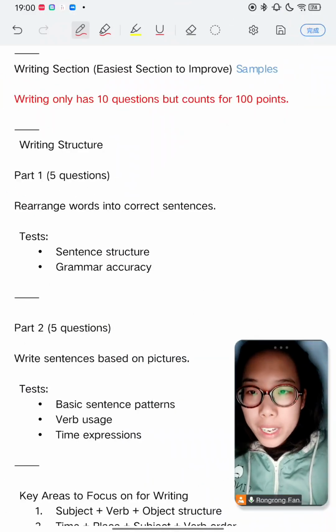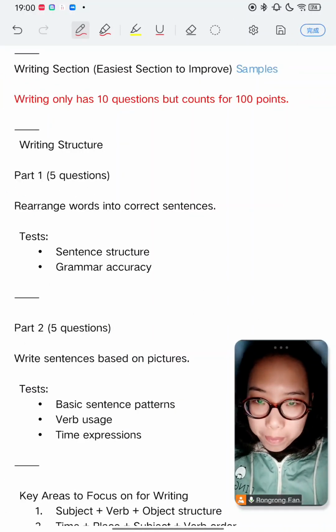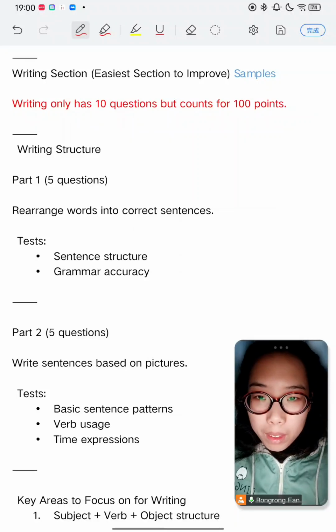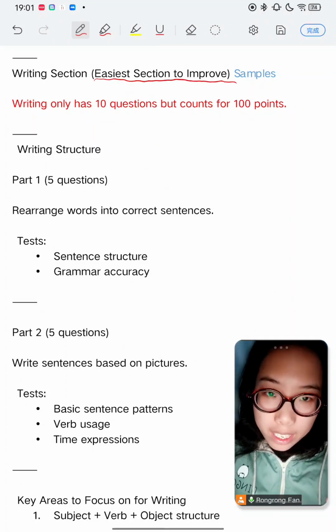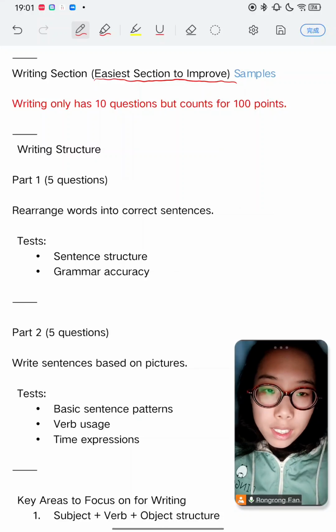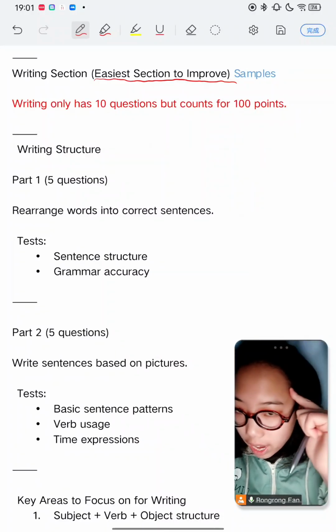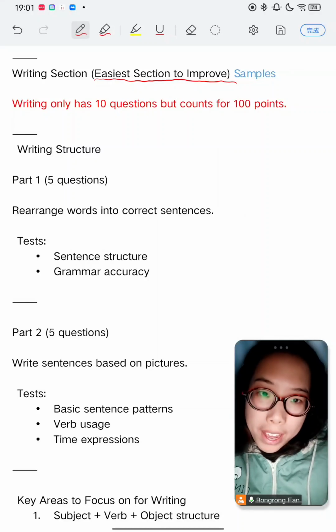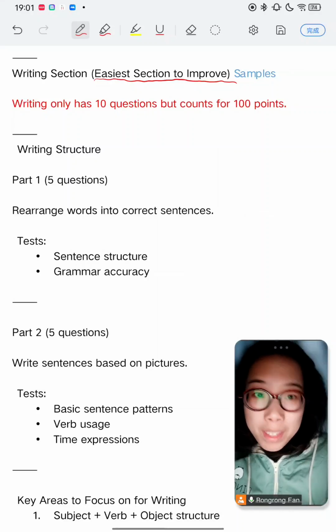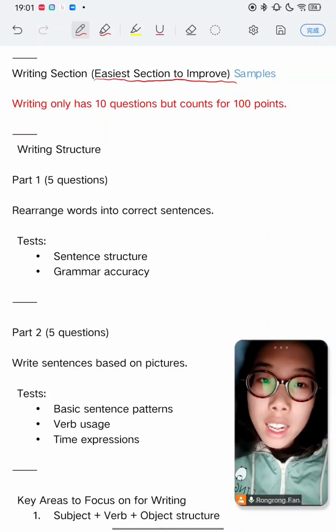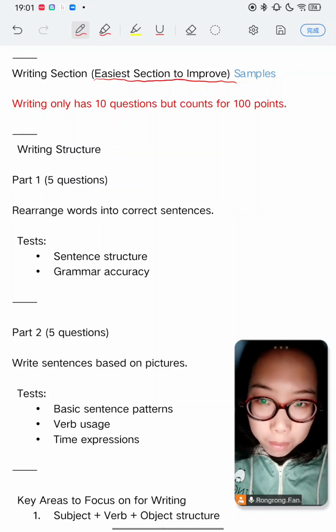Okay, now we are going to the writing section. As I wrote here, I think it is the easiest section to improve. If I give you some samples, you just keep them in your mind and copy them from your mind during the exam. Then you will earn higher scores than your classmates.